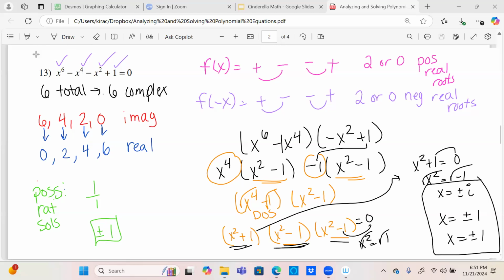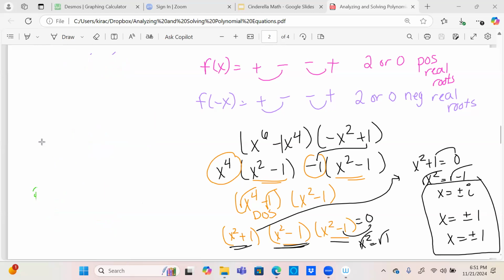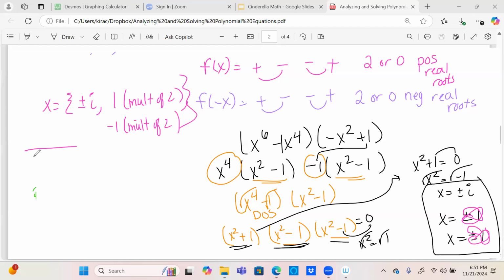However, we don't need to repeat ourselves. So here's how I would say the final thing. I would say x equals plus minus i, and then I would say 1 with a multiplicity of 2. See how this positive 1 happened once and twice. And then I would say negative 1 with a multiplicity of 2. So this negative 1 happened once and twice. So we do have 6 answers, but not really because of the multiplicities. We do, but we don't. Okay.